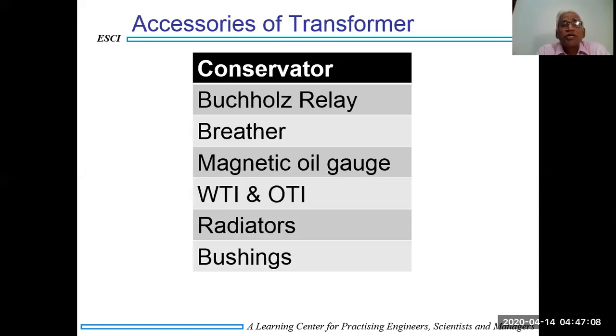Now, in today's module, we will be covering accessories of a transformer. We have a conservator, Buchholz relay, breather, magnetic oil gauge, WTI, OTI, radiators and bushings. These are all fittings of the transformer. They have a role to play. I'll be explaining the operation of these wherever required, including some protection in this transformer also.